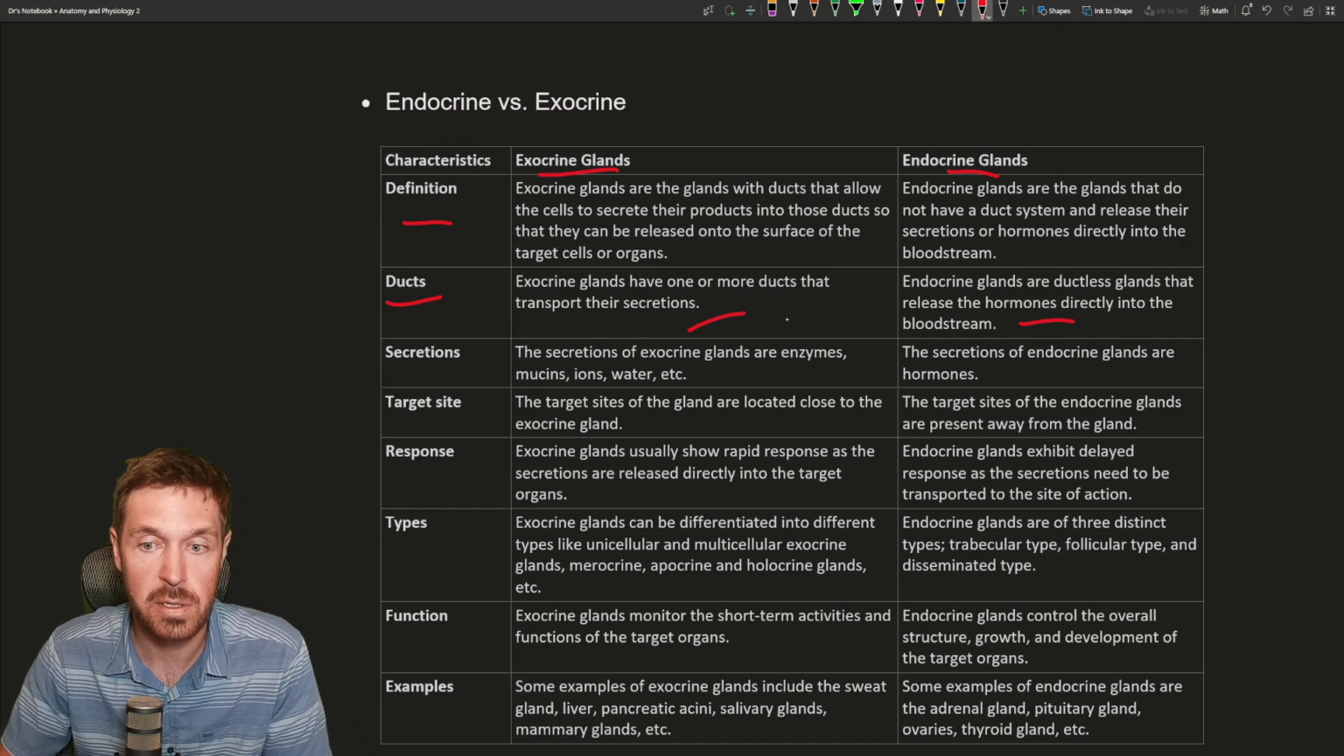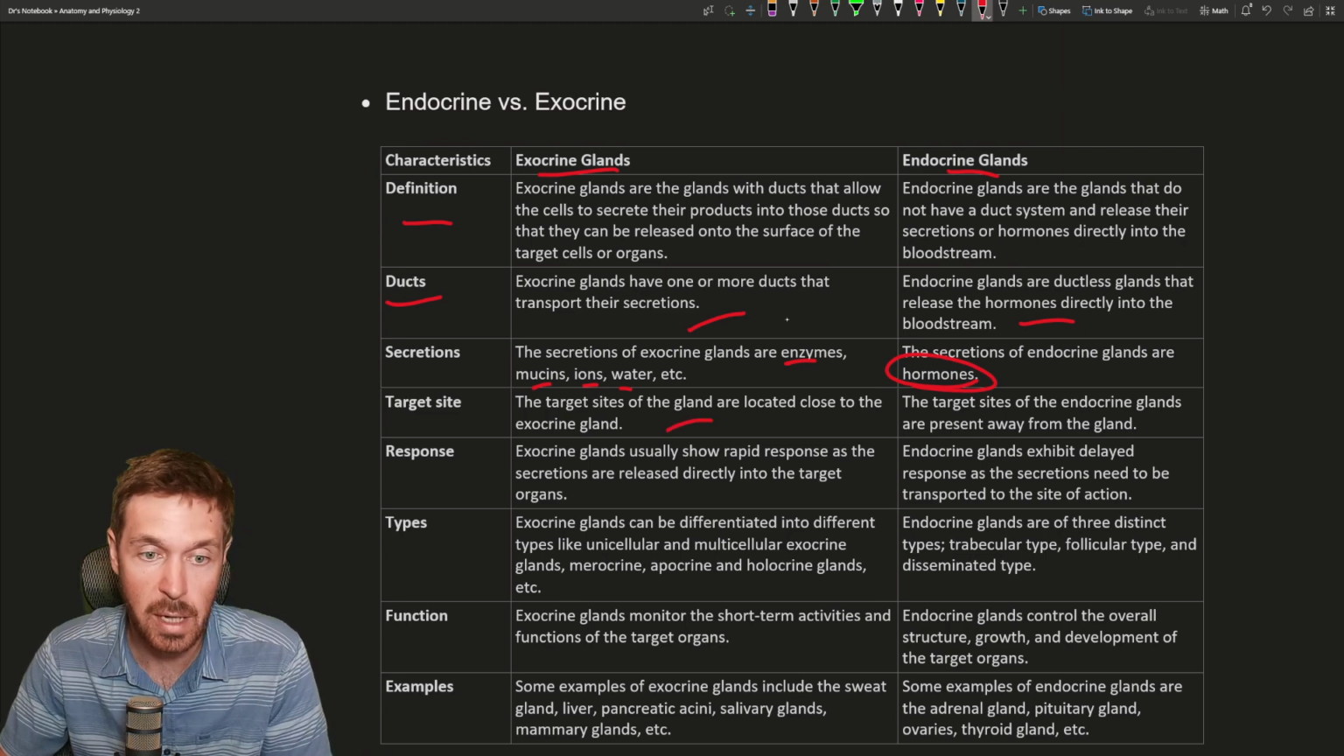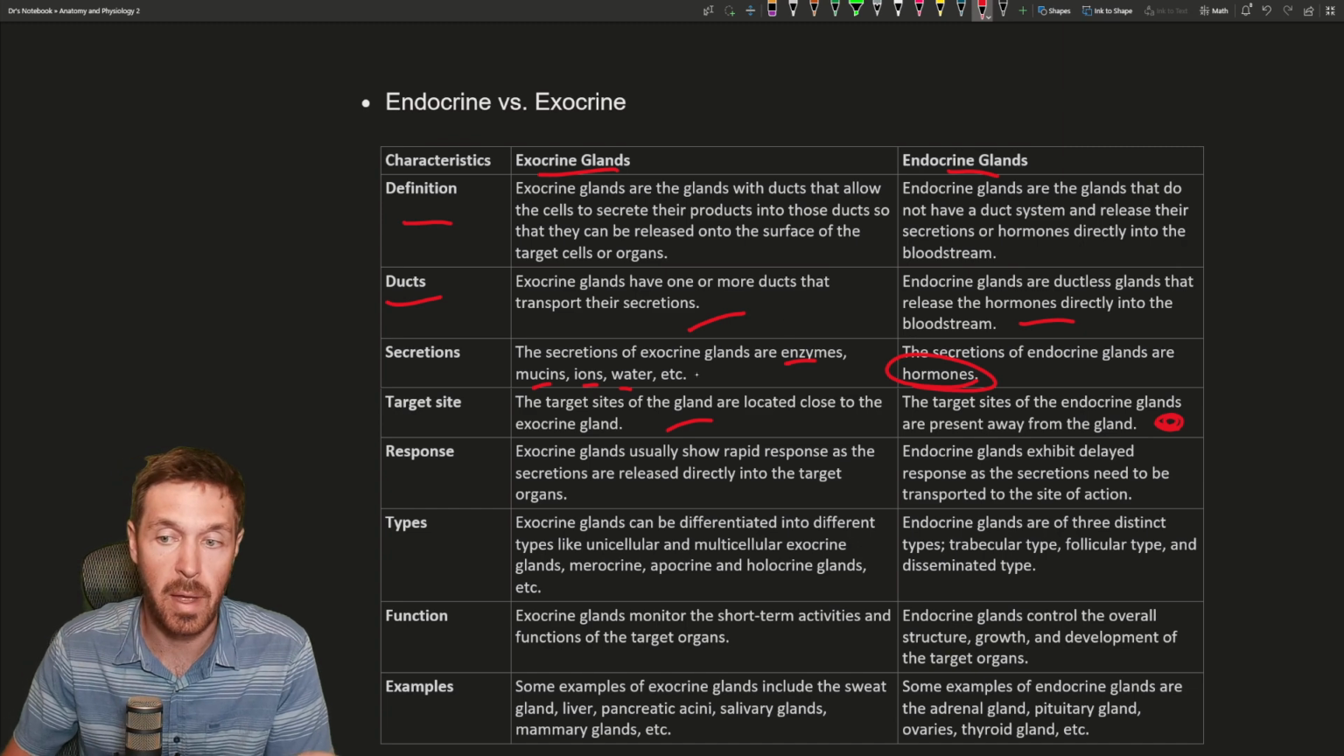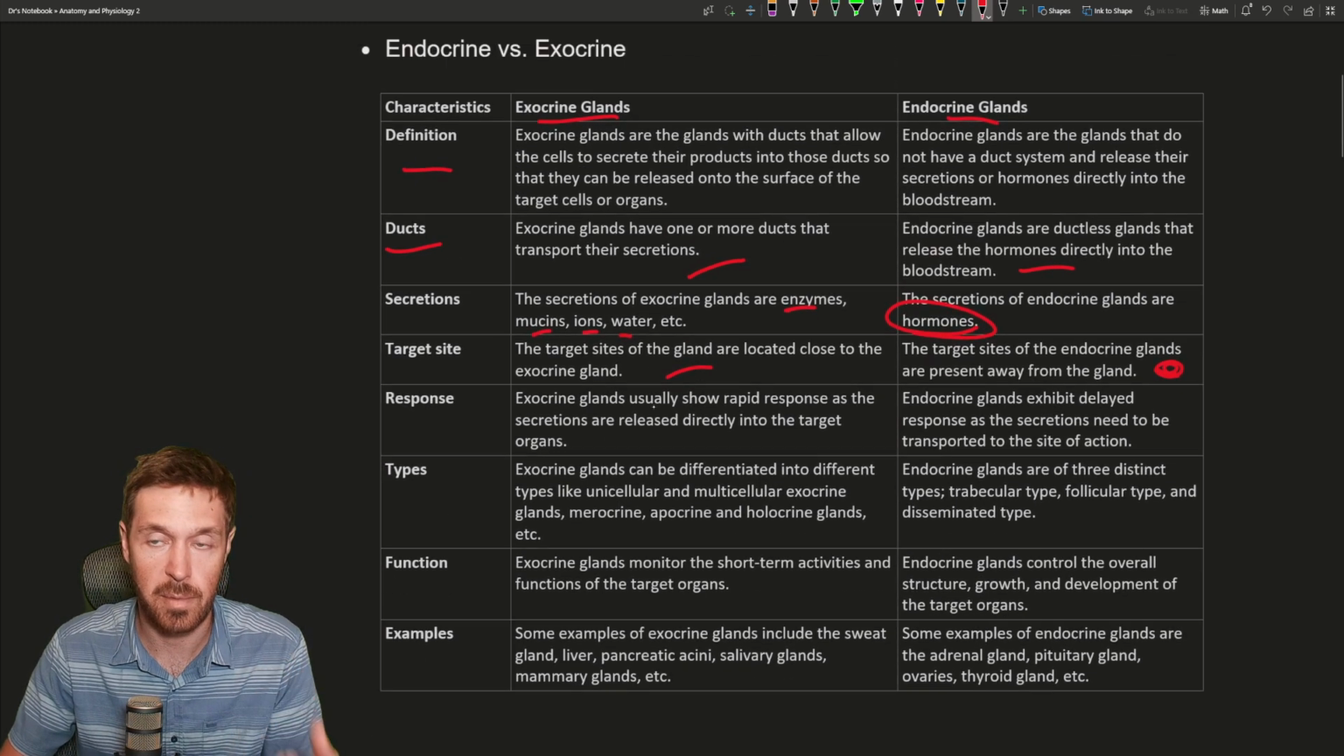So here the secretions are enzymes, mucins, ions, water, and so forth. Where here the secretions for the endocrine are hormones. Target sites are just close to the exocrine gland. Here, these target sites are far away from the endocrine gland.